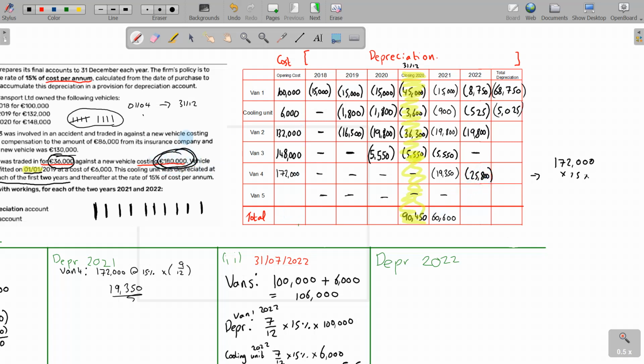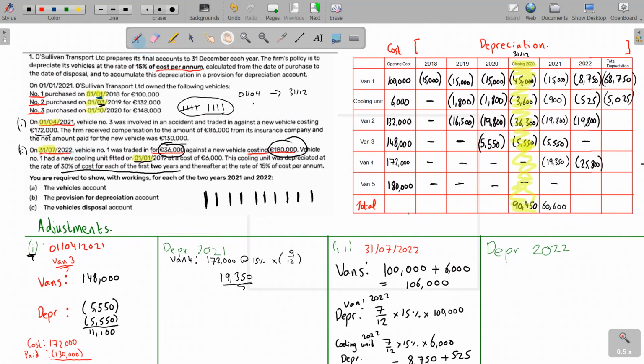What's the value of Van 5? 180,000. 180,000 at 15% is 27,000. Okay. Did we have Van 5 for the whole year? No. We only got Van 5 at the very end of July. So we're accumulating depreciation for August, September, October, November, December.